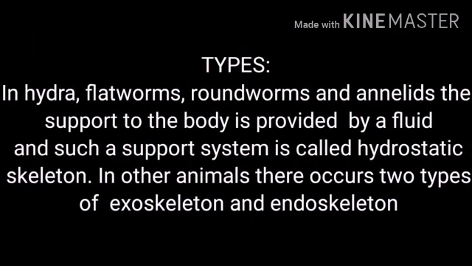Types of skeleton system. In Hydra, flatworms, roundworms and annelids, the support to the body is provided by a fluid, and such a support system is called hydrostatic skeleton. In other animals, there occur two types of skeleton. One is exoskeleton and the other is endoskeleton. Let us discuss that.